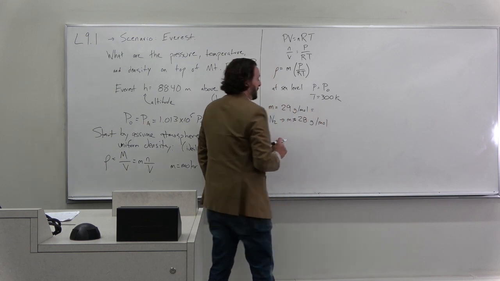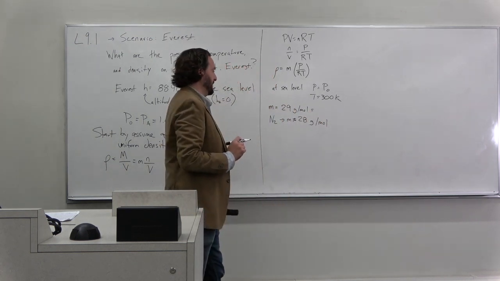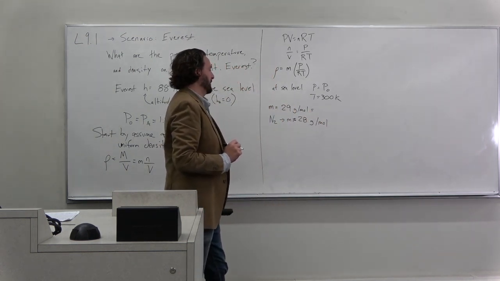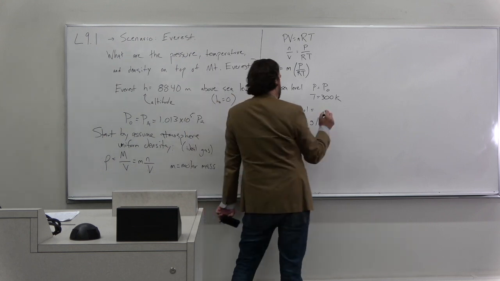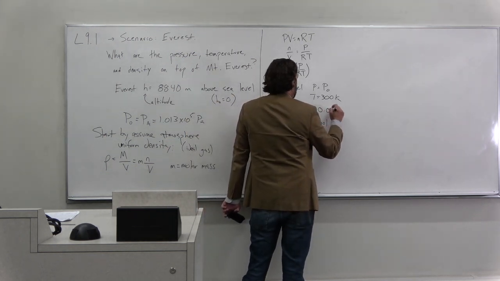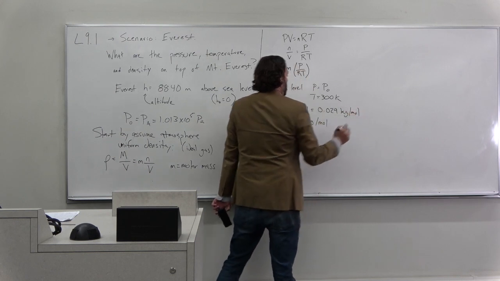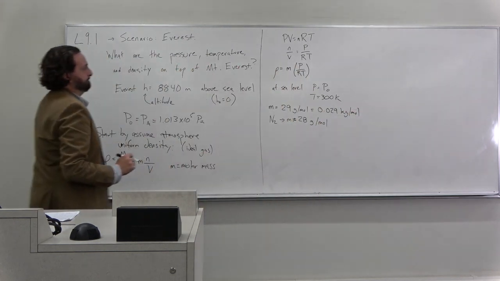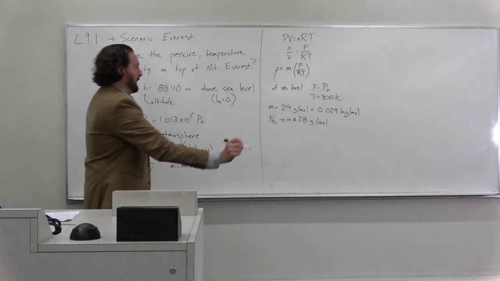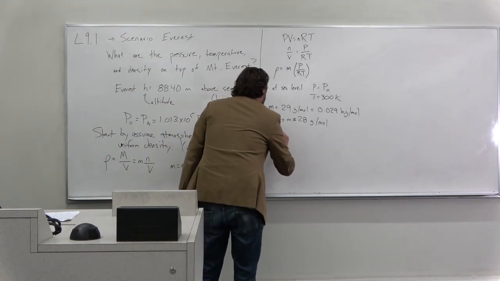Remember, while grams are our metric unit, they're not our SI unit. We want to switch that to kilograms. So 0.029 kilograms per mole. Okay, so now we can calculate that density.